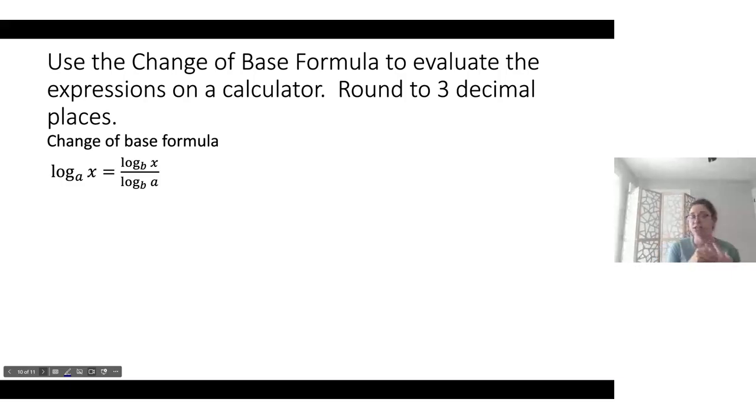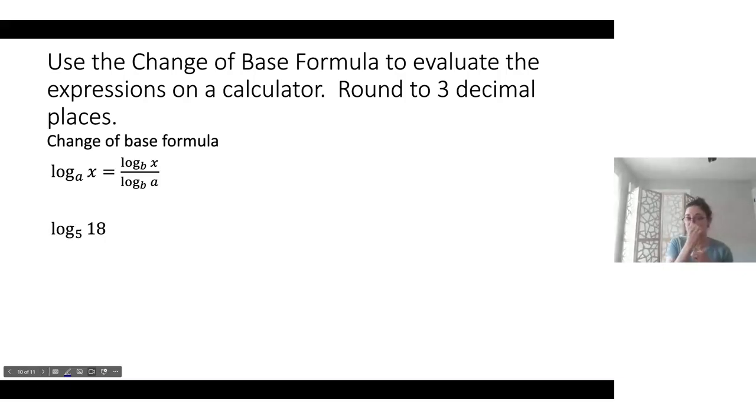So the change of base formula says log base a of x equals log base b of x divided by log base b of a. So we can change the base to whatever we want, and it's the log of what's inside divided by the log of the original base. We're going to always change the base to either e or 10, for the natural log or common log.